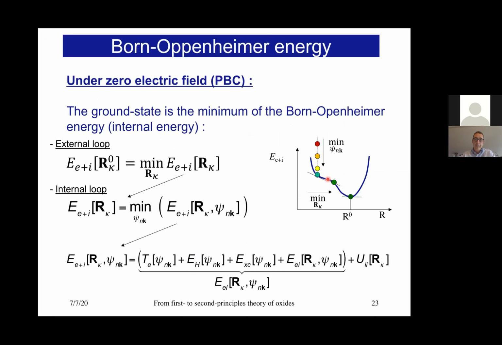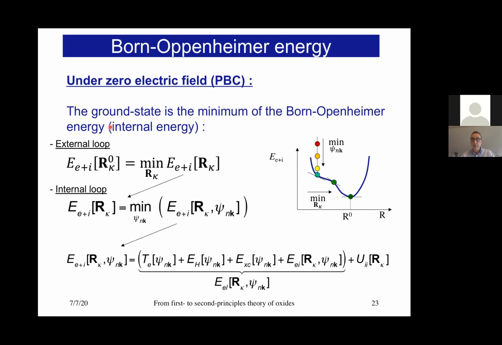So what do we do when we perform a first principle simulation? Basically, we use periodic boundary conditions. So we work under zero electric field. And basically, the ground state that we need to reach is the minimum of the Born-Oppenheimer energy that, in other language, would correspond to the internal energy of your system.